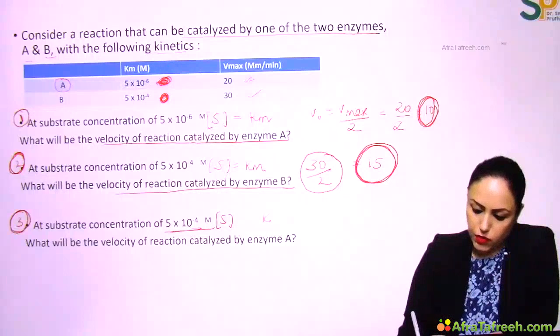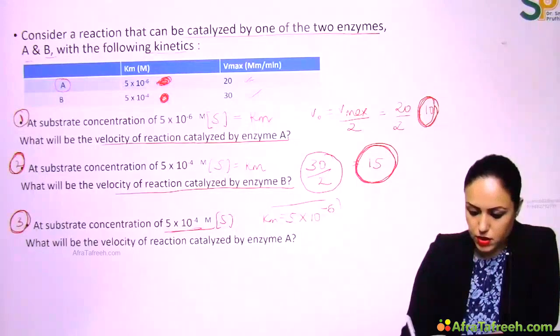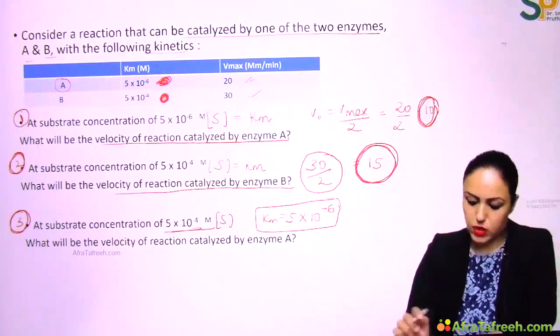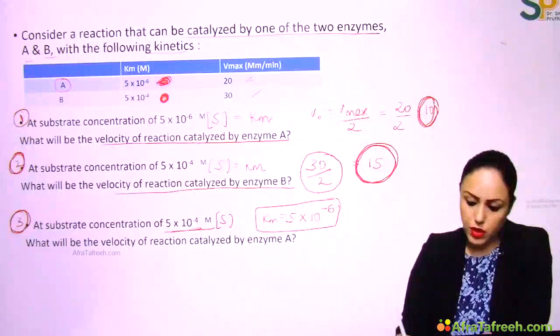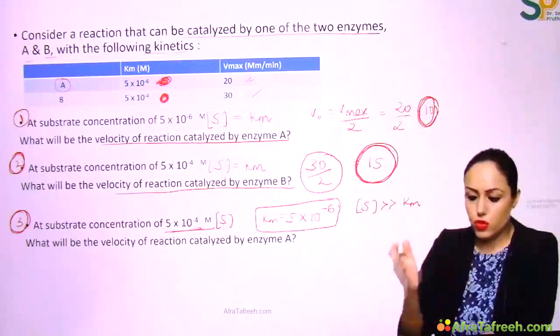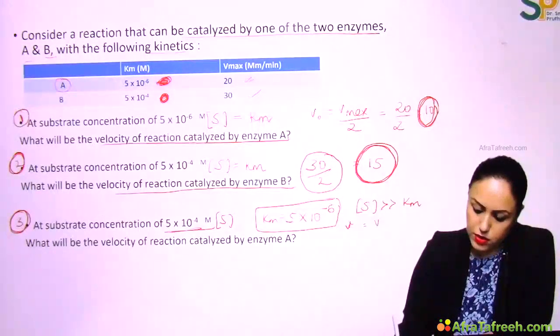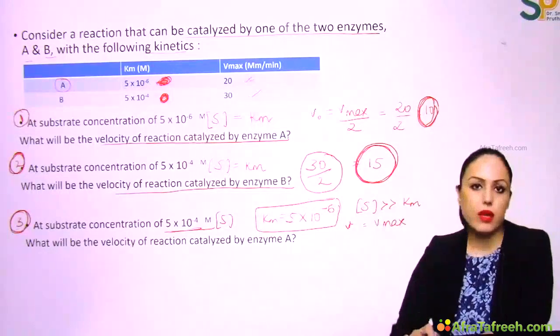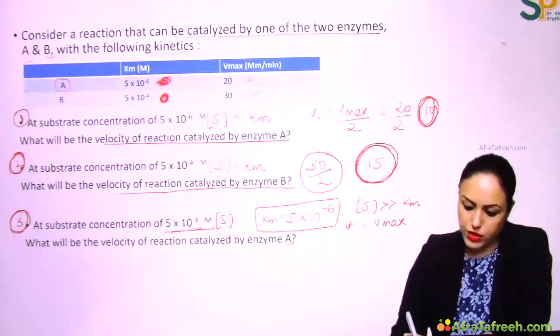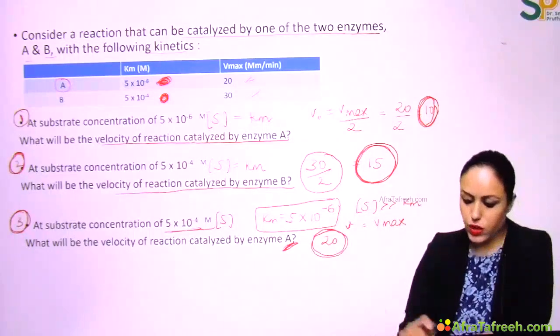Now, Km for this enzyme is 5 into 10 to the power minus 6. So which is bigger, minus 6 or minus 4? Minus 4 is bigger. So substrate concentration is more than Km. When substrate concentration is more than Km, then velocity is equal to Vmax. So for enzyme A, Vmax is 20. So answer is 20 here.